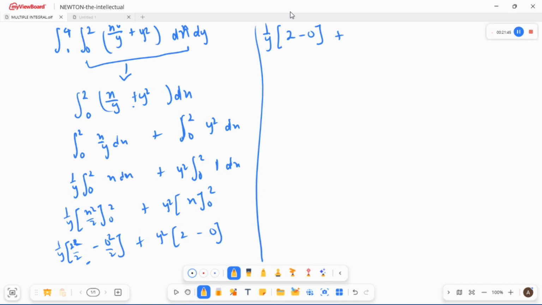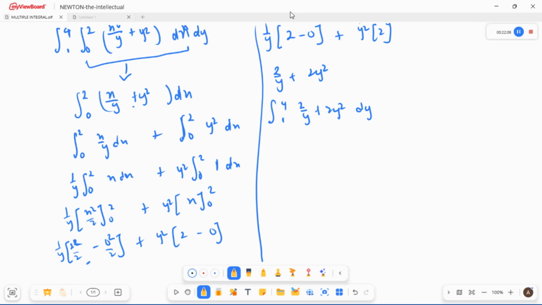Then we have plus y squared multiplied by 2. So we're going to be having 2 over y plus 2y squared. Now this is the value for the first integral. Now we're going to go for the second one, which is 4 to 1. Then we have 2 over y plus 2y squared dy. Now we're having dy, which means that we are integrating with respect to y.